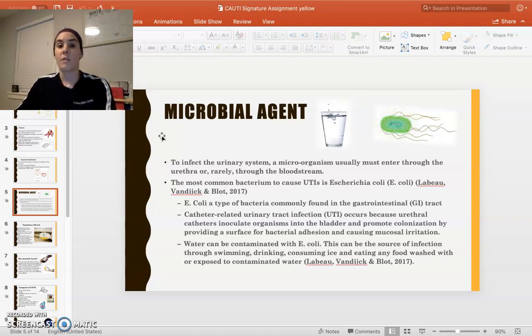Another way that this microbial agent can get into the catheter is if you have a really irresponsible nurse that's not wearing any gloves, has long fingernails, did not wash their hands before leaving the restroom, or before leaving another patient's room as well.